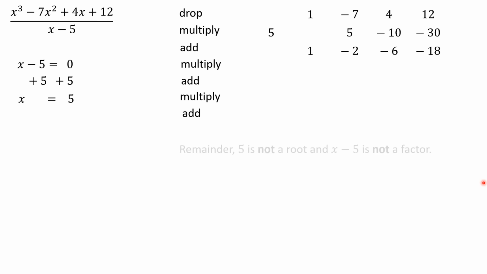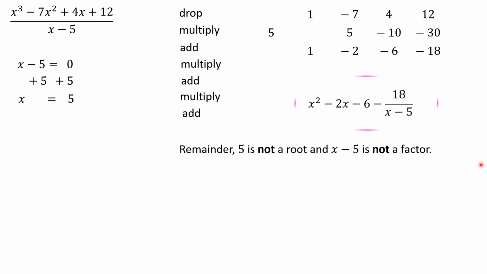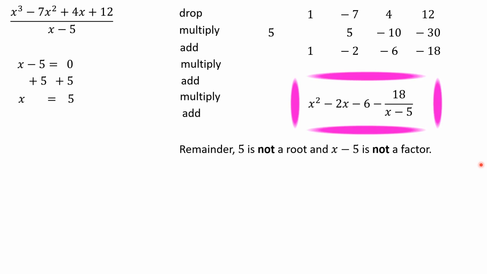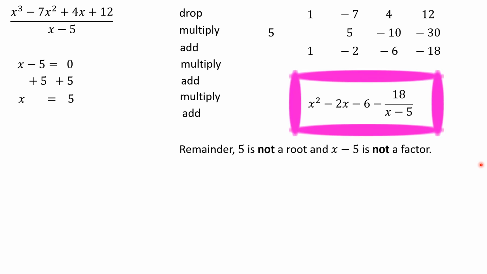Ooh, there's a remainder. That means 5 is not a root. x minus 5 is not a factor. But we still did the division successfully. And the answer is 1x squared, but I won't write the 1, I'll just put x squared, minus 2x minus 6 minus 18 over x minus 5.